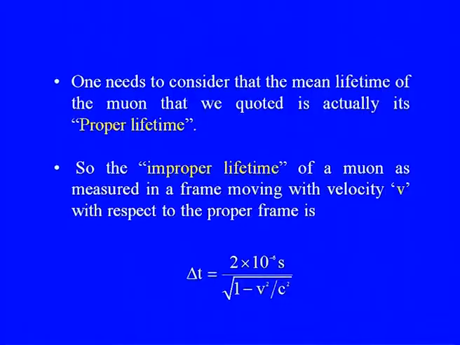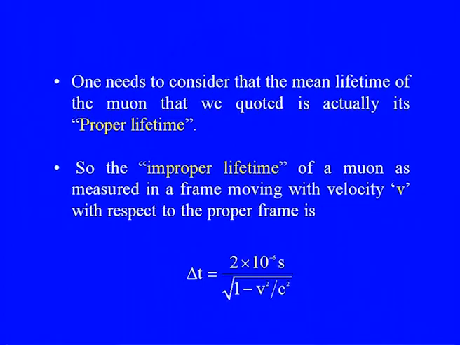Well, one needs to consider that what's given as the mean lifetime of this muon is actually its proper lifetime. So when you're measuring the length in the laboratory, you need to divide by this quote unquote improper lifetime. The measurement of the time and the measurement of the distance this muon has traveled should be done in the same frame. So this improper lifetime of the muon is as measured in a frame moving with velocity v with respect to the proper frame.